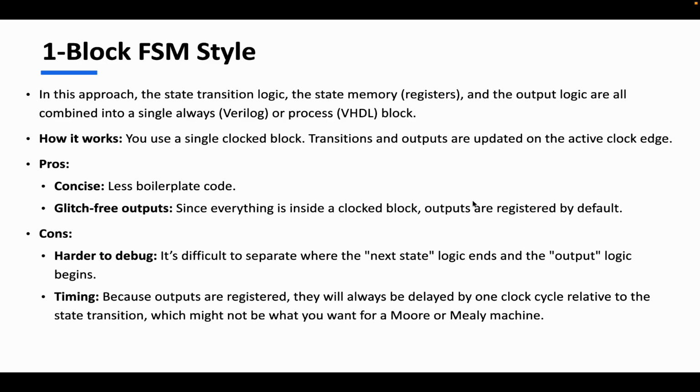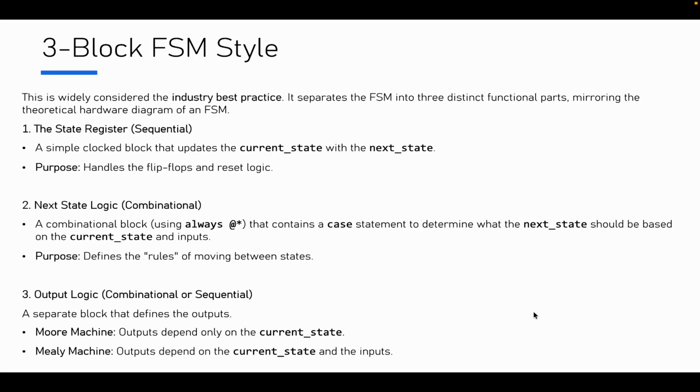One thing to note is that it also takes one extra clock cycle. One block FSM takes one extra clock cycle. Here it is given. Because outputs are registered, they will always be delayed by one clock cycle relative to the state transition. That means after the state transition has occurred, for the output to get updated, it will take one more clock cycle, which might not be what you want for a Moore or Mealy machine.